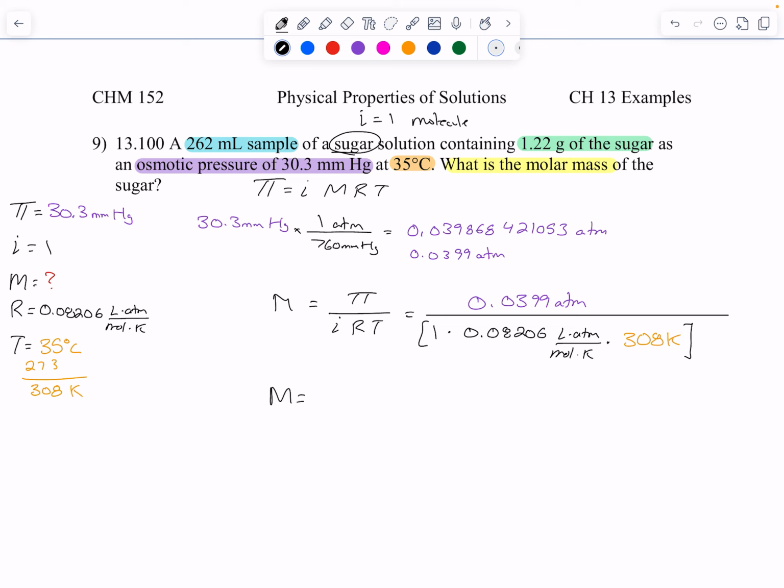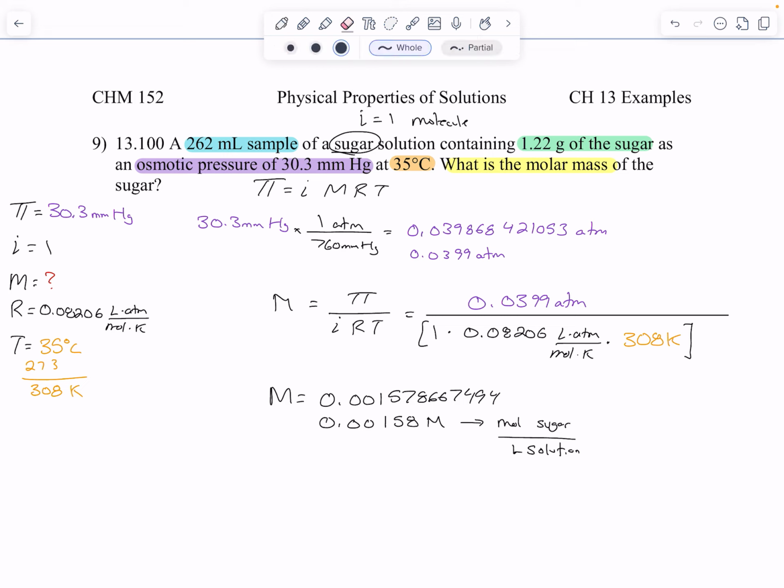So our molarity, I get 0.0399 divided by 0.08206 divided by 308. I get 0.0015786679494. 3 sig figs, 0.00158 molar. All right, so now I got the molarity, and that, of course, is moles of sugar per liter of solution.